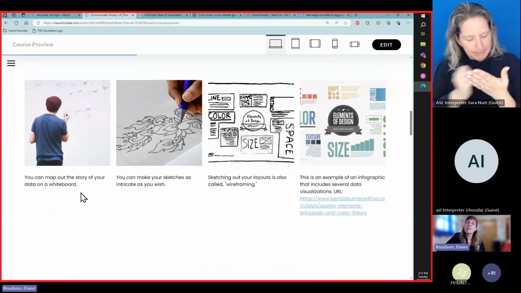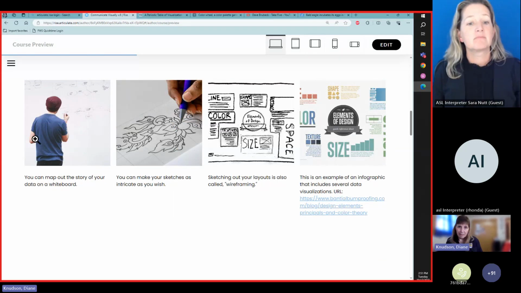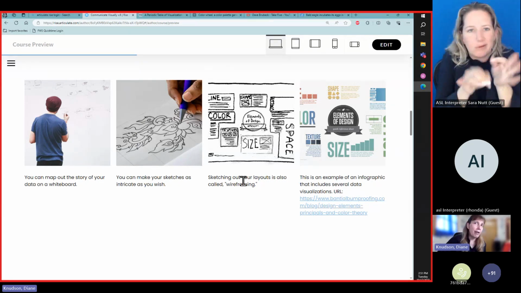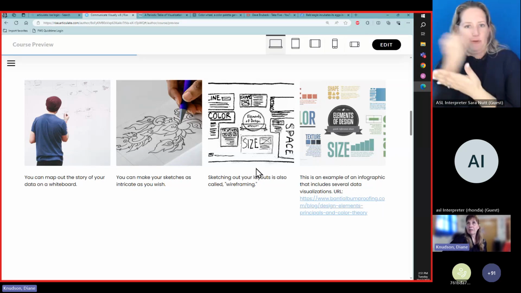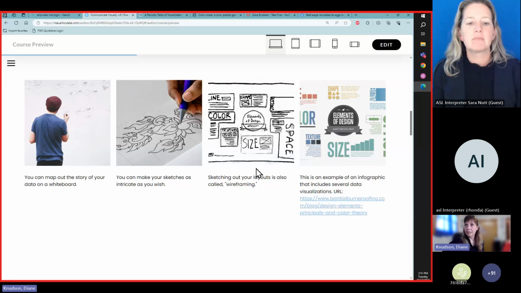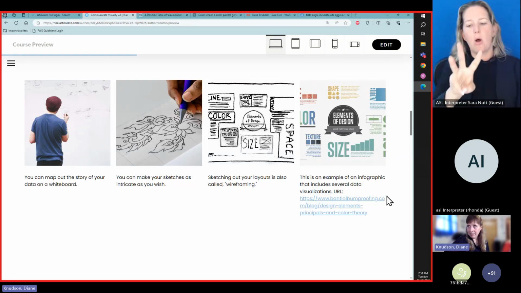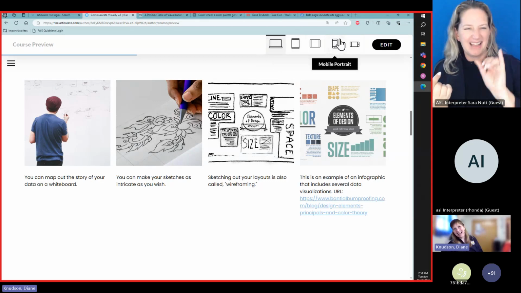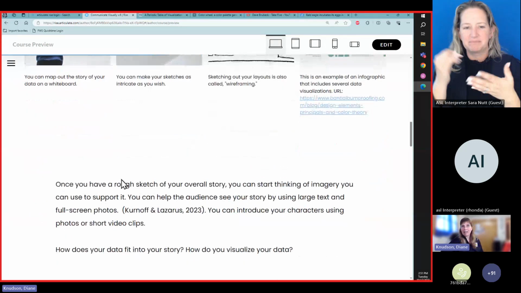So these are some examples. You can draw out your story. You can be as limited or as elaborate as you choose. You might also hear sketching referred to as wireframing when you're talking about laying out the space on a screen. And this is an example of wireframing, this elements of design, sorry, infographic. I don't know where I got elephants.